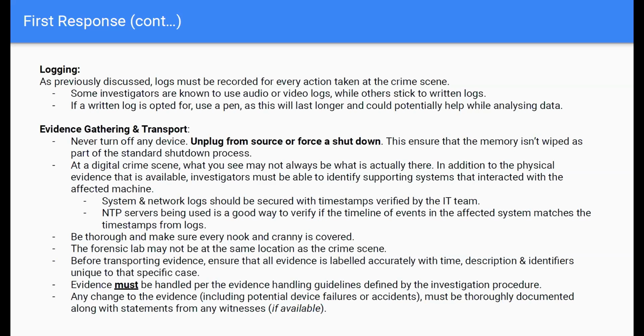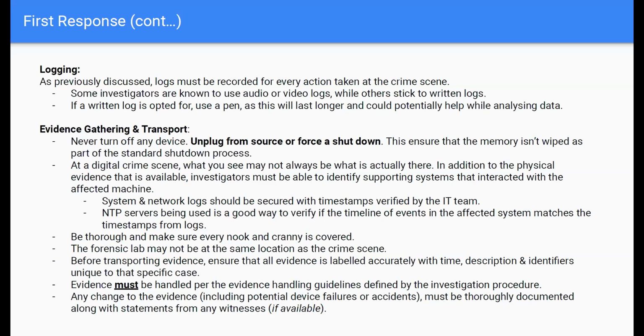Next one, be thorough, make sure every nook and cranny is covered. We've covered this in the previous points as well, but again, make sure you cover everything, because once you vacate the site, good chance by the time you come back, if you realize something, that site may have been cleaned, it may have been visited by the criminal, and they may have taken any additional evidence that you may have missed. So during your initial sweep, be thorough, make sure you cover everything.